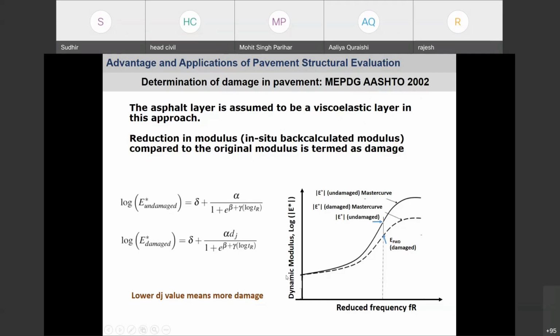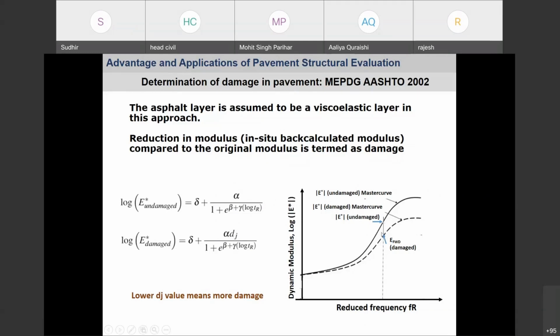So once the pavement has been opened to traffic, there will be some damage induced in the pavement structure. When you conduct a falling weight deflectometer test, or obtain the dynamic modulus through some non-destructive testing, the modulus value that you obtain is considered to be the in situ damaged modulus, right? Because the pavement has undergone damage, right? So you would like to compare this damaged modulus with the undamaged modulus curve, right?